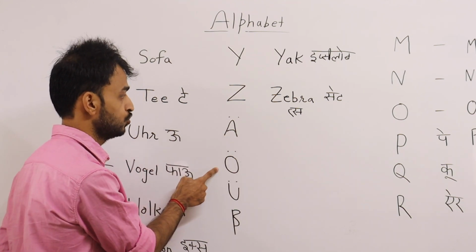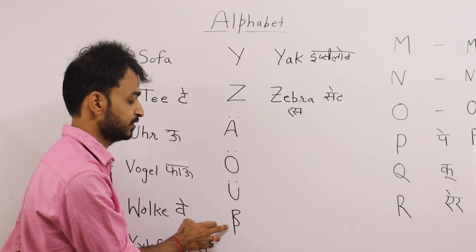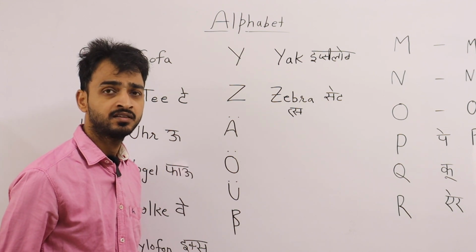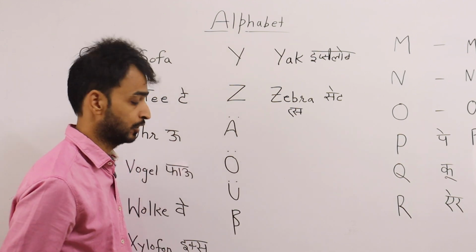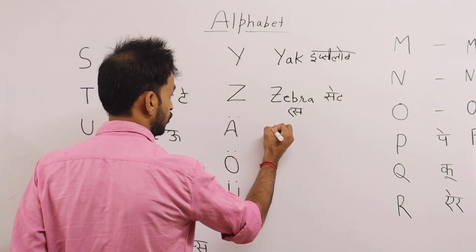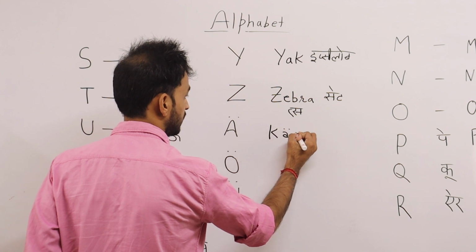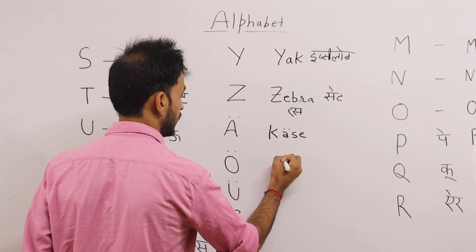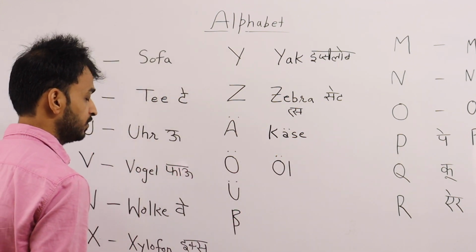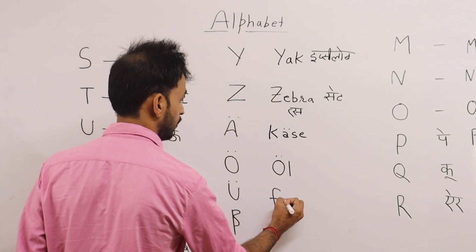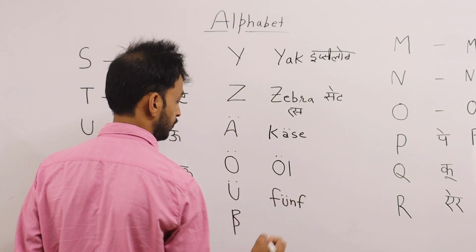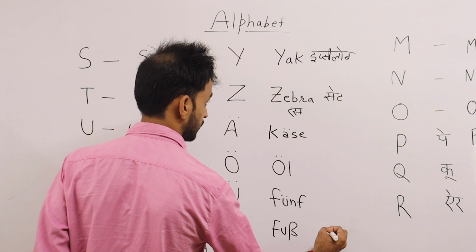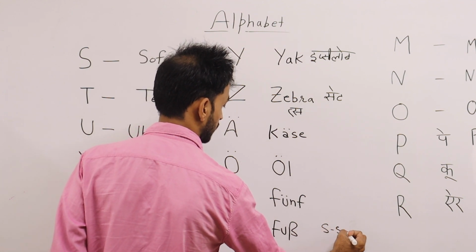Now we have A umlaut, O umlaut, U umlaut, and this special character that looks like a beta is called Eszett, the same sound as double S. We'll see. A umlaut, Käse, which means cheese. O umlaut, Öl, which means oil. And then U umlaut, fünf, the number 5. And Eszett, Fuß.